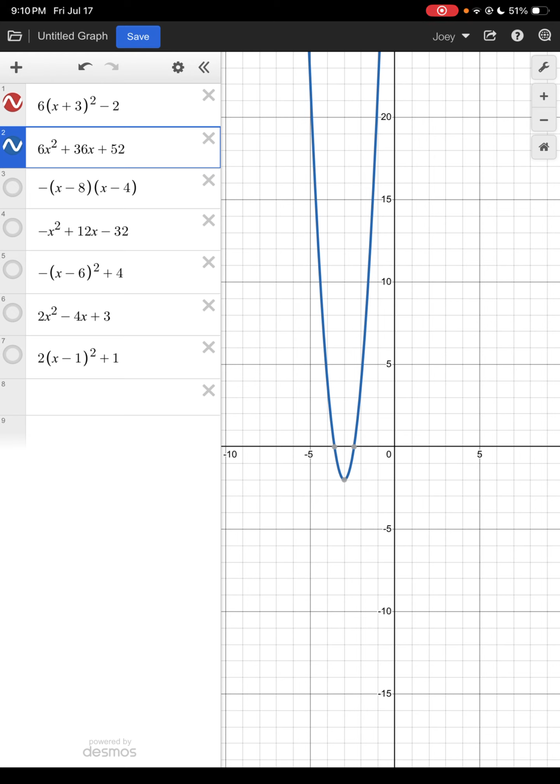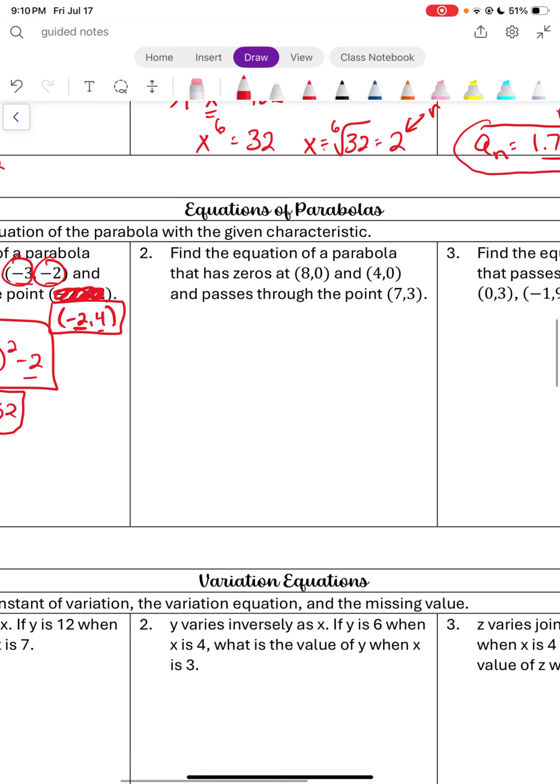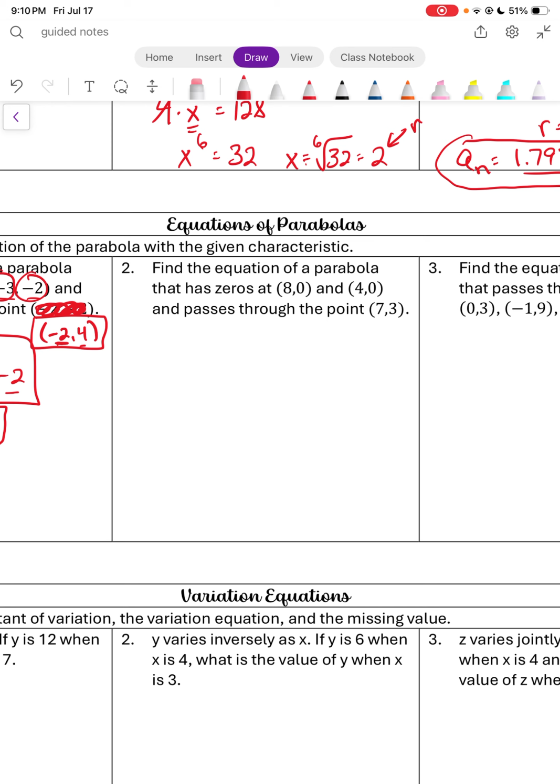And what else I like about it, notice I graphed both of them here. There's the one form, the vertex form, and there's the standard form. Notice they lie right on top of each other. It's the same equation. All right, back to it. And you can do that on all of them. I'm not going to. The next one has zeros, x-intercepts.